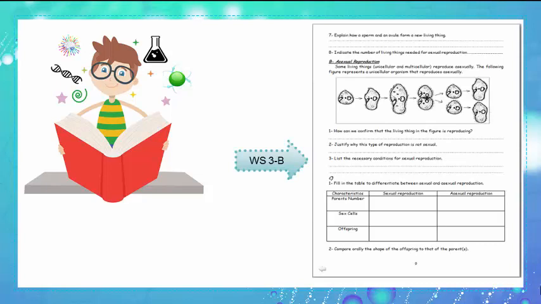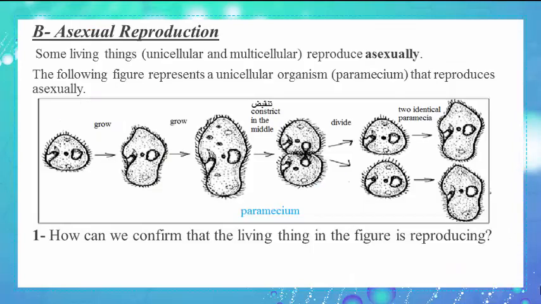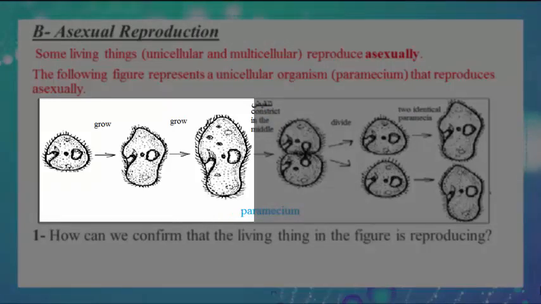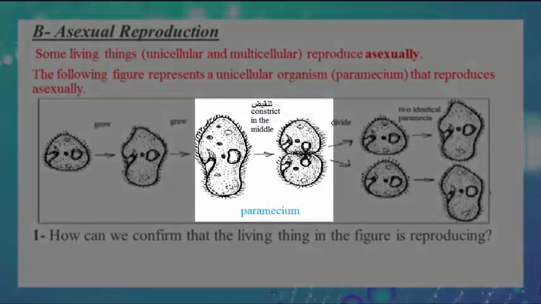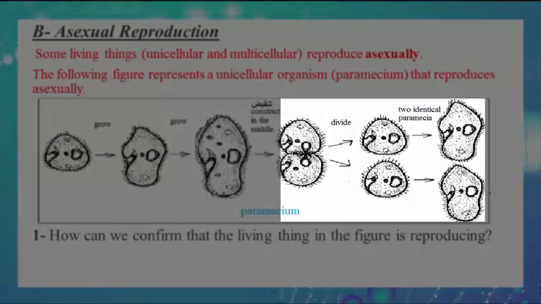Now, please open your science worksheet book on worksheet 3 part B to know more about asexual reproduction. Let's read the text and then observe the figure. Some living things, unicellular and multicellular, reproduce asexually. The following figure represents a unicellular organism, Paramecium, that reproduces asexually. If we observe this figure, here we will see the Paramecium grows and grows, and then it constricts in the middle in order to divide into two identical Paramecia.